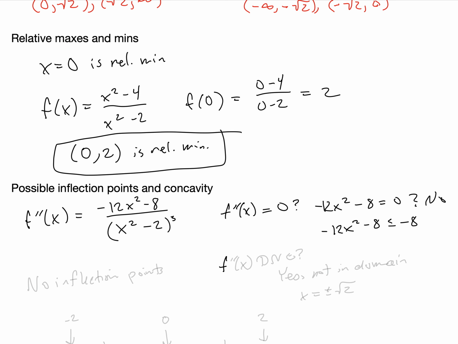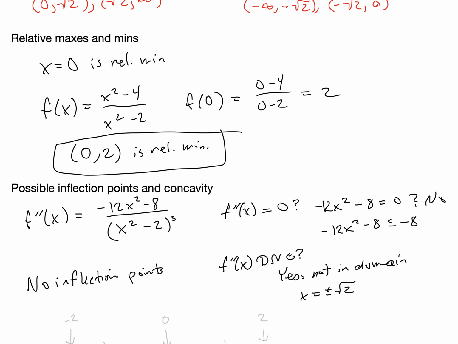Are there any places where f double prime of x does not exist? Yes, but these are not in the domain. So again, these would be places where the denominator equals 0, where x is plus or minus the square root of 2. Those are not in the domain, but those are going to be important points for testing concavity. So this has no inflection points, no defined points where the function changes concavity.